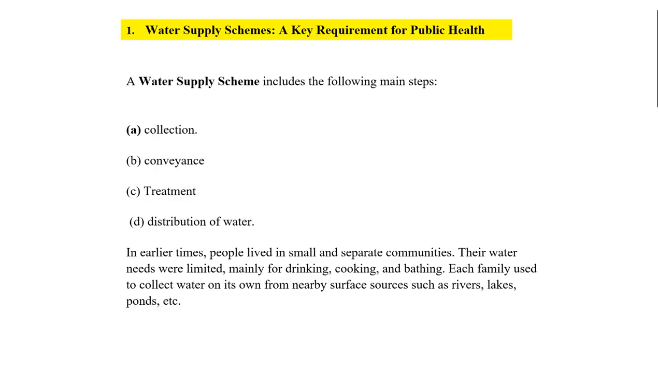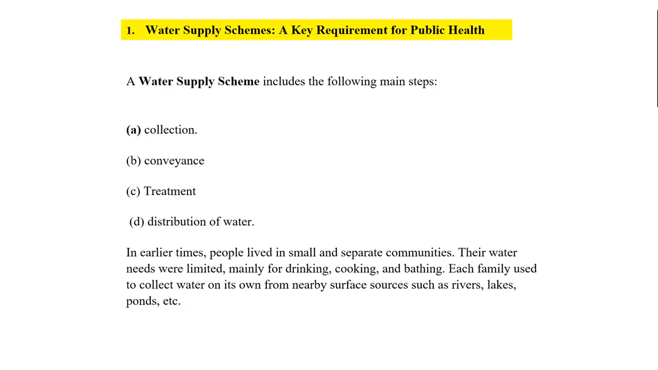Now, what does a water supply scheme include? A water supply scheme includes the following main steps. First is collection, next is conveyance, next is treatment, and finally the distribution of water.